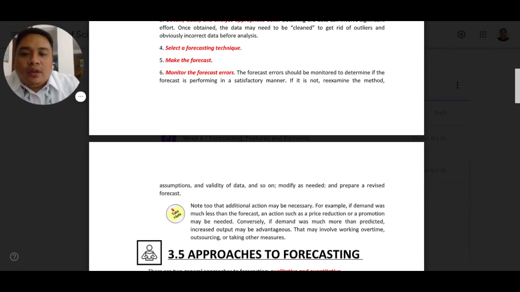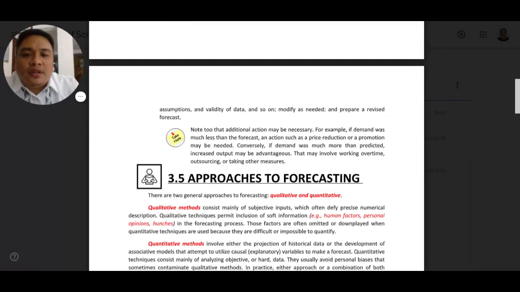Okay, so take note that additional action may be necessary. For example, if demand was much less than the forecast, an action such as price reduction or a promotion may be needed. Conversely, if demand was much more than predicted, increased output may be needed. That may involve working overtime, outsourcing, or taking other measures. So, that's the gap. Yun yung tinatawag nating gap between your actual output and your prediction. That's the focus of what we call forecast error.